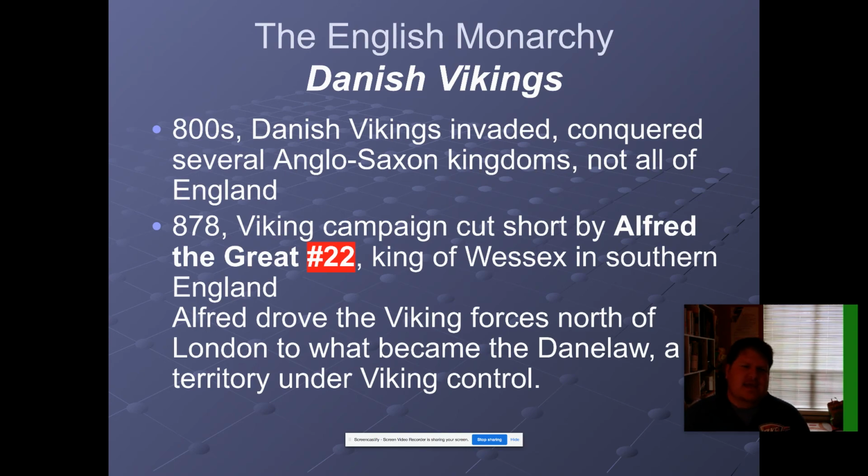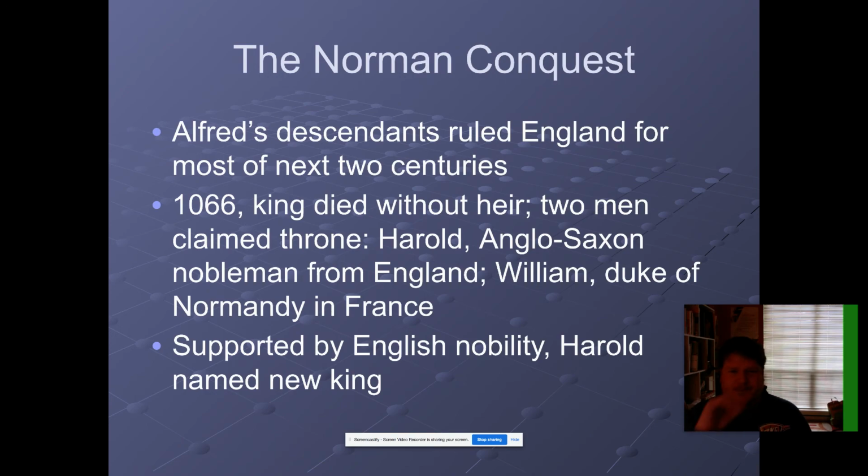In like 1878, the Viking campaign got cut short due to Alfred the Great. And Alfred is your answer to number 22. Which king drove the Vikings north of London? That would be Alfred the Great. Because of this success, he was able to become the first king of Wessex in southern England, and that was all due to his ability to drive the Vikings out.